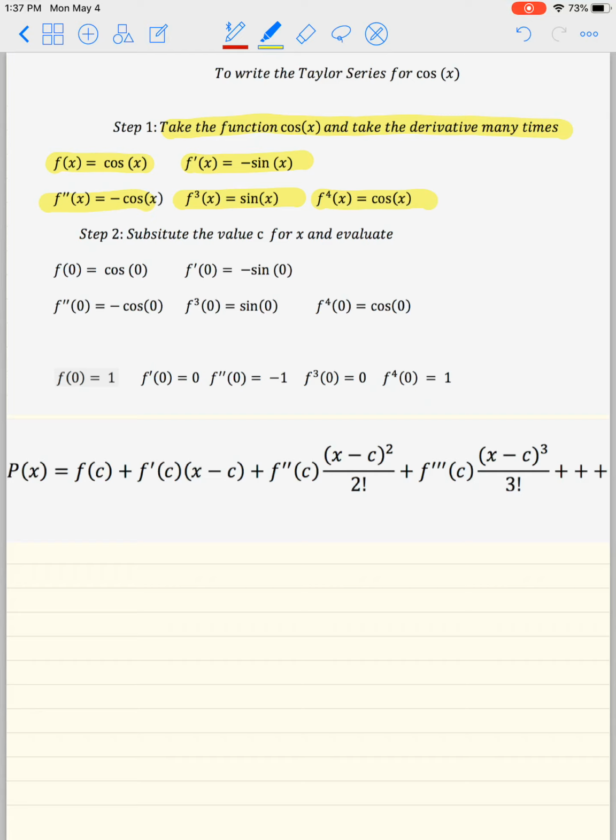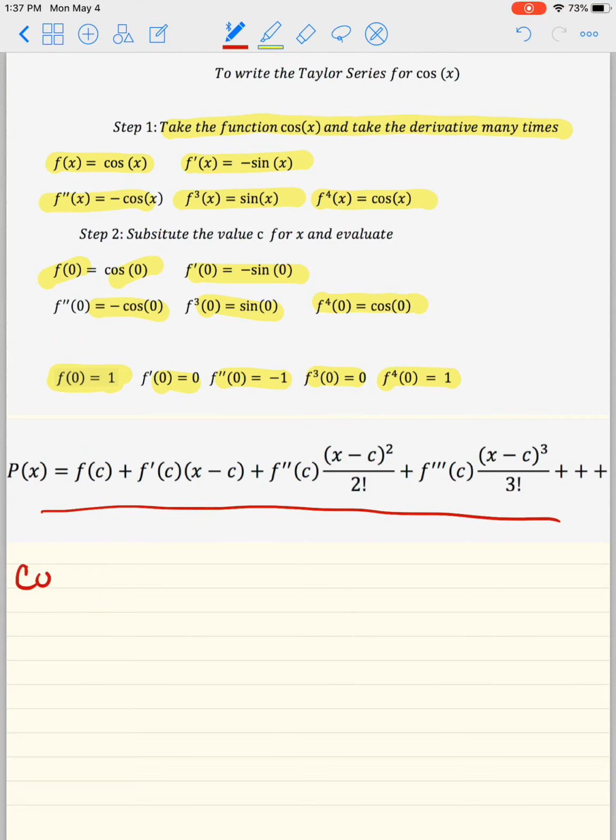We are centered around 0, so we are going to substitute 0. F of 0, cosine of 0 is 1. F prime of 0, sine of 0 is 0. Negative cosine 0, negative 1, 0. F of 0 for the fourth derivative is 1. So we're going to constantly follow this formula.